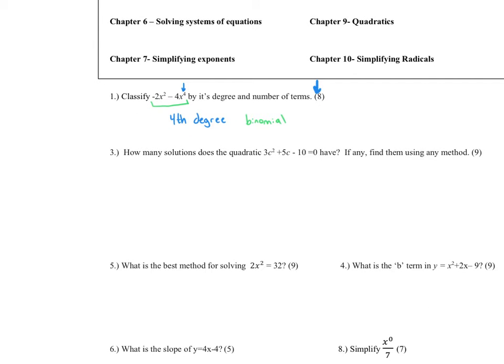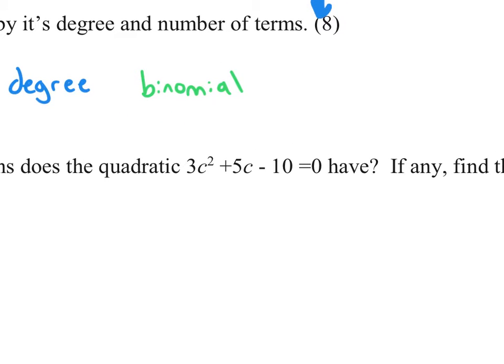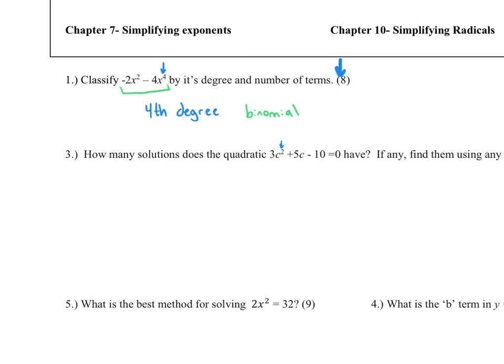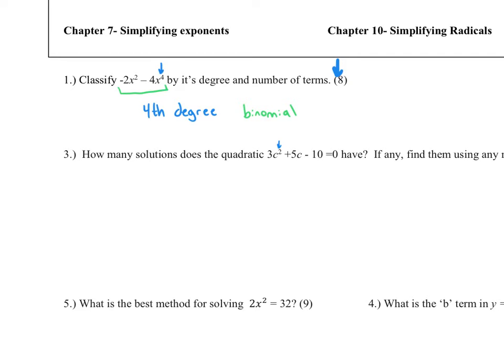How many solutions does this quadratic have? If any, find them using any method. So this is a quadratic situation, and I know that because the highest exponent's 2. That means we could try to factor it. We could try to use the quadratic formula, and there's other methods as well, but they're not going to be as good of a choice here because of the a value. So anytime you're looking at a quadratic and you're trying to find the solutions and you don't want to attempt factoring, what you'll want to do is jump into the quadratic formula.